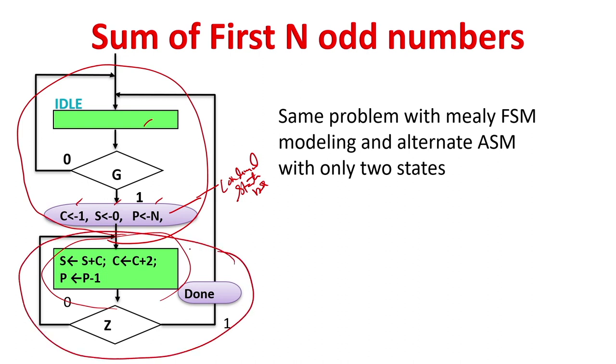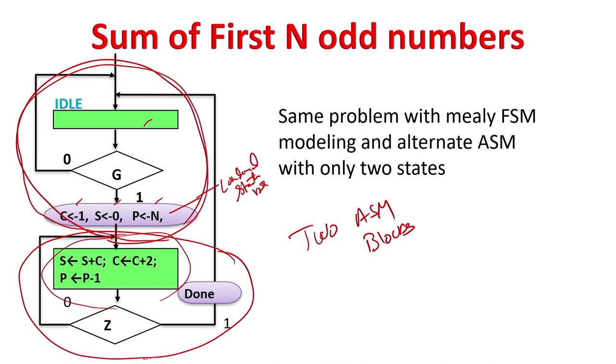So, this example has two ASM blocks. This is one block, and this one is another block. So, a state, conditional boxes, and all associated edges make up one block. And this is the second ASM block. This is S 0, state 0, and this is state 1. There are two states, S 0 and S 1, two ASM blocks.